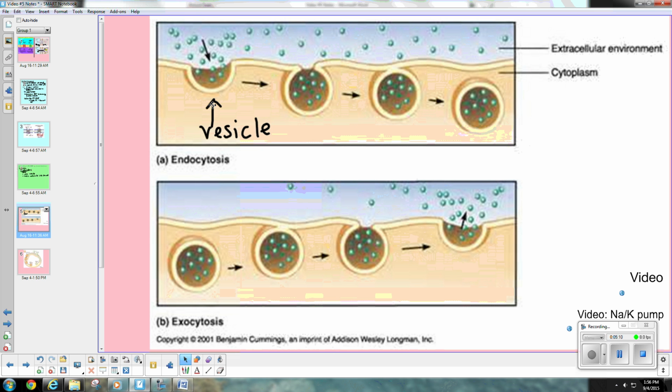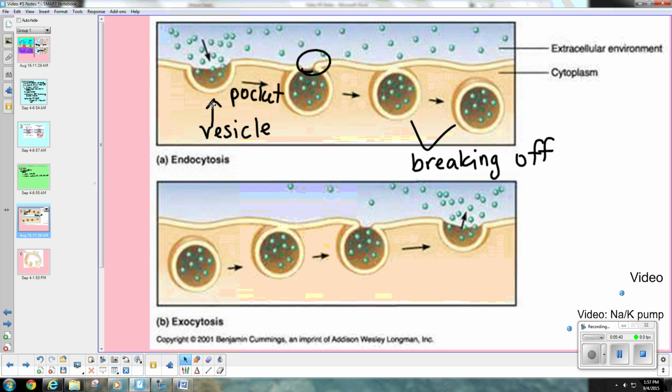Here's your pocket. Then the pocket pinches together around the material. In these two pictures, the vesicle is breaking off, and then it forms the whole vesicle inside the cell. The vesicle is going to join a lysosome, and then it breaks down those contents for whatever their uses may be.